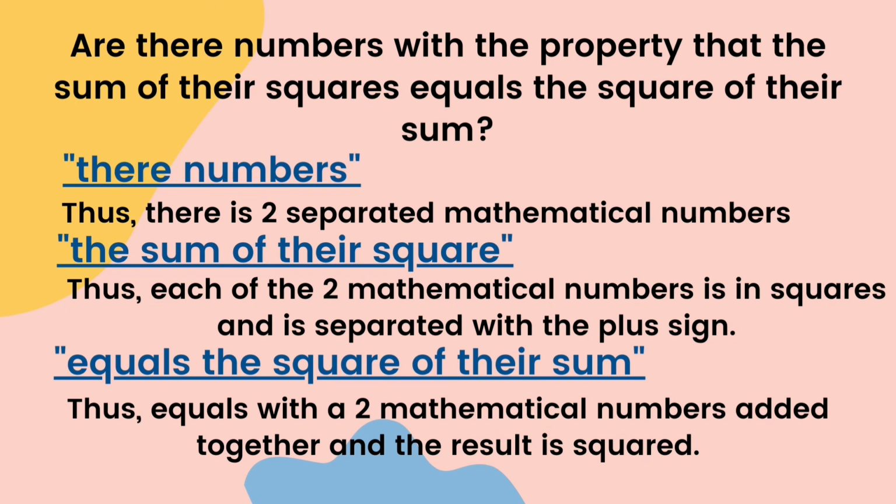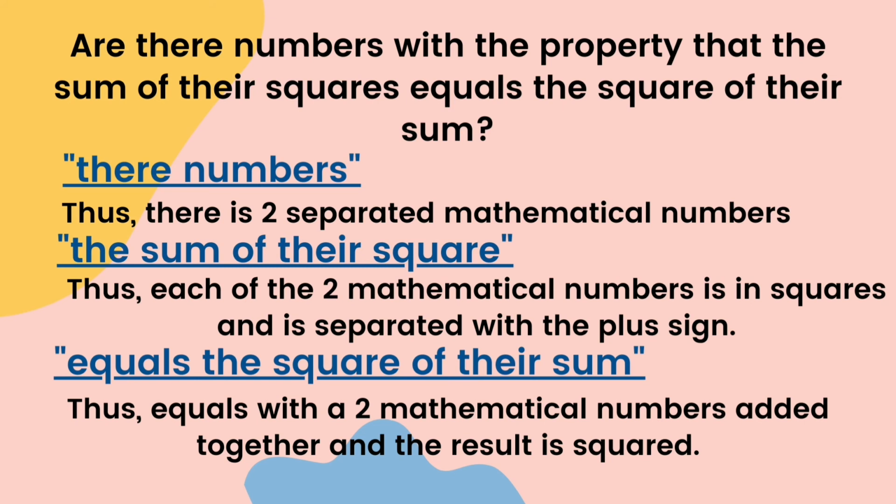Our sentence is: are there numbers with the property that the sum of their squares equals the square of their sum? To transform some words into variables, let us first make an intelligent investigation of the sentence, to identify a particular set of variables to be used. We can see in the sentence the phrase "their numbers", which is an obvious clue for us to assume that there are two separate mathematical numbers, for numbers is in plural form.